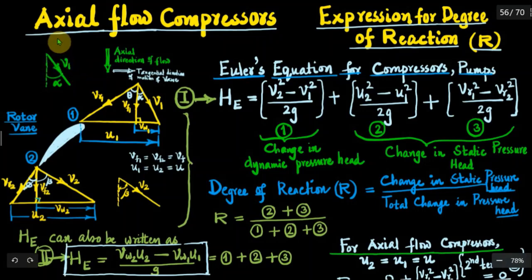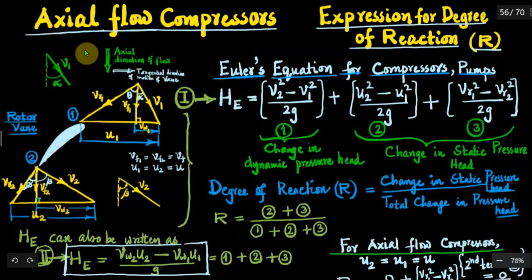Welcome to the third lecture on axial flow compressors. Having completed the discussion on velocity triangles of axial flow compressors, let's now proceed and find out an expression for degree of reaction, which is denoted by capital R. The topic degree of reaction is extremely important in the context of axial flow compressors.